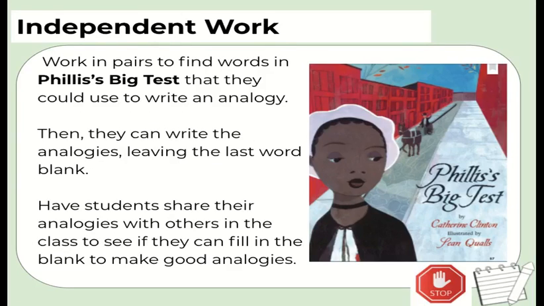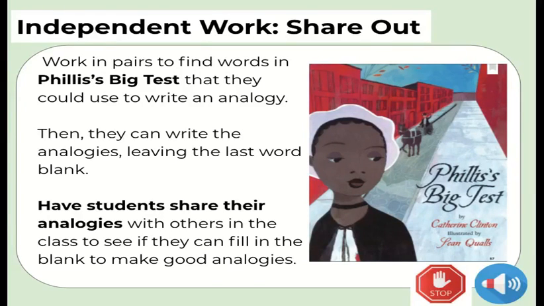Now let's do some independent work with analogies. Working in pairs, find words in Phillis's big test that you could use to write an analogy. When you write your analogy, leave the last word blank. Pause the video in order to complete this task. Now it's time to share out our analogies. Share your analogy with a new partner or with a family member at home and see if they can fill in the blanks. Pause the video in order to complete this activity.